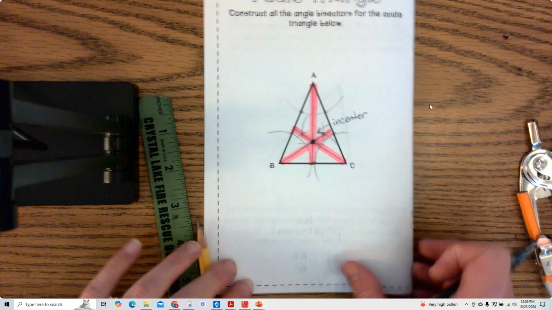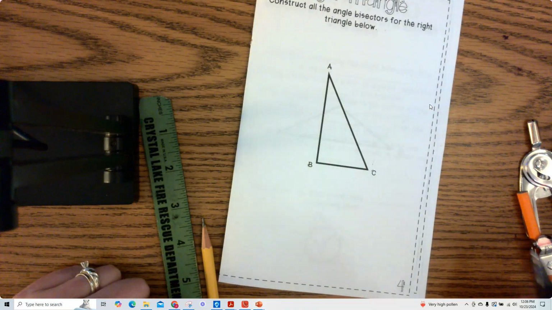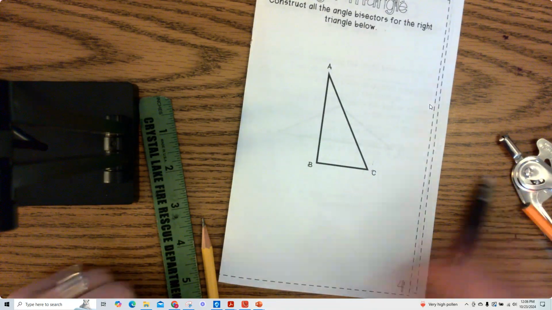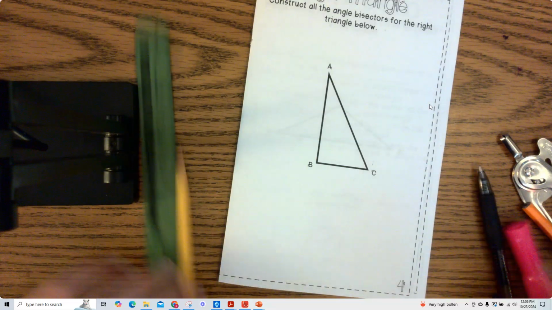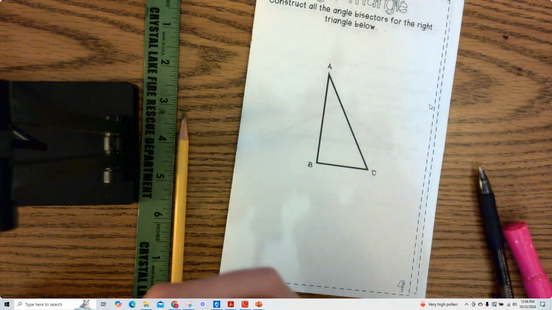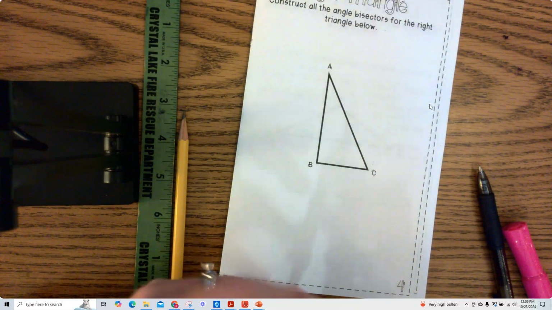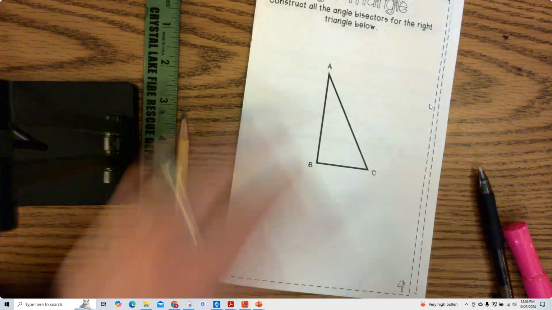So where do you think the incenter is going to be for a right triangle? Inside, outside, on the triangle? What do you think? On? Okay. So let's do the right triangle.